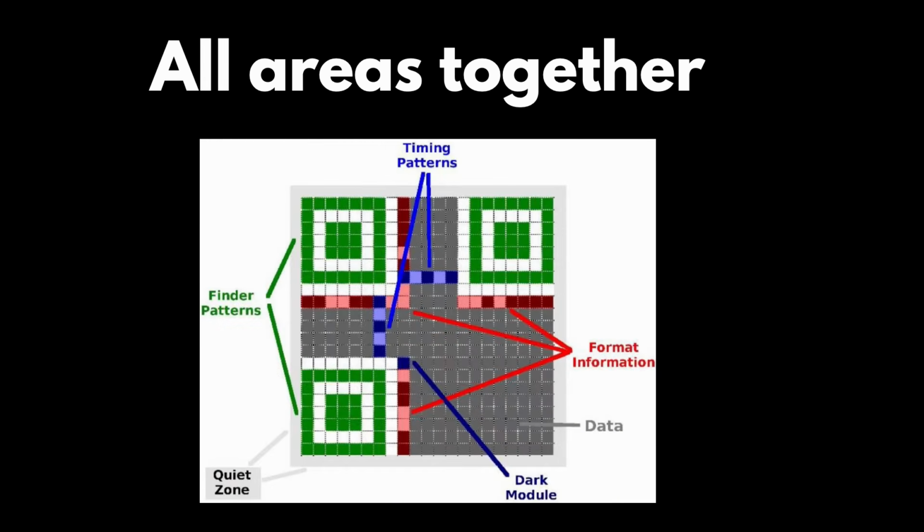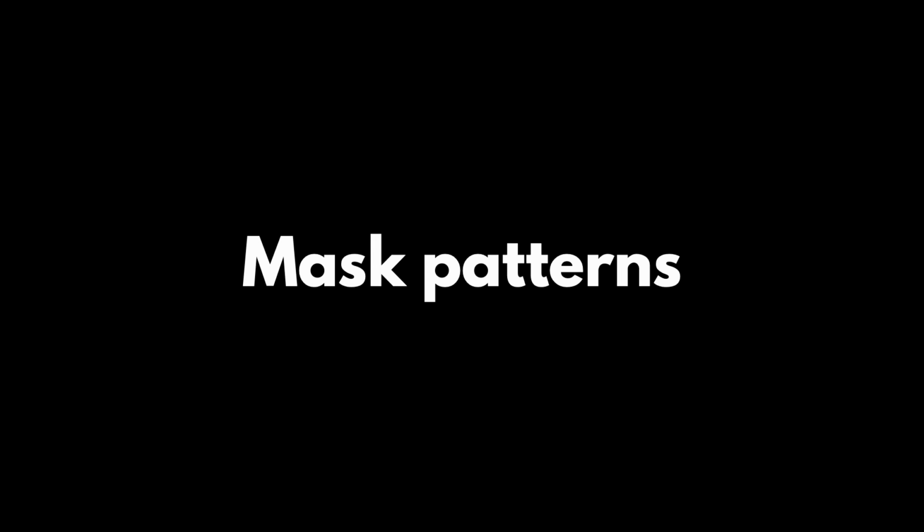This image shows all the areas combined, including finder patterns, timing patterns, quiet zone, format information, and the rest is actual data stored, which you can see in the gray shaded area here.